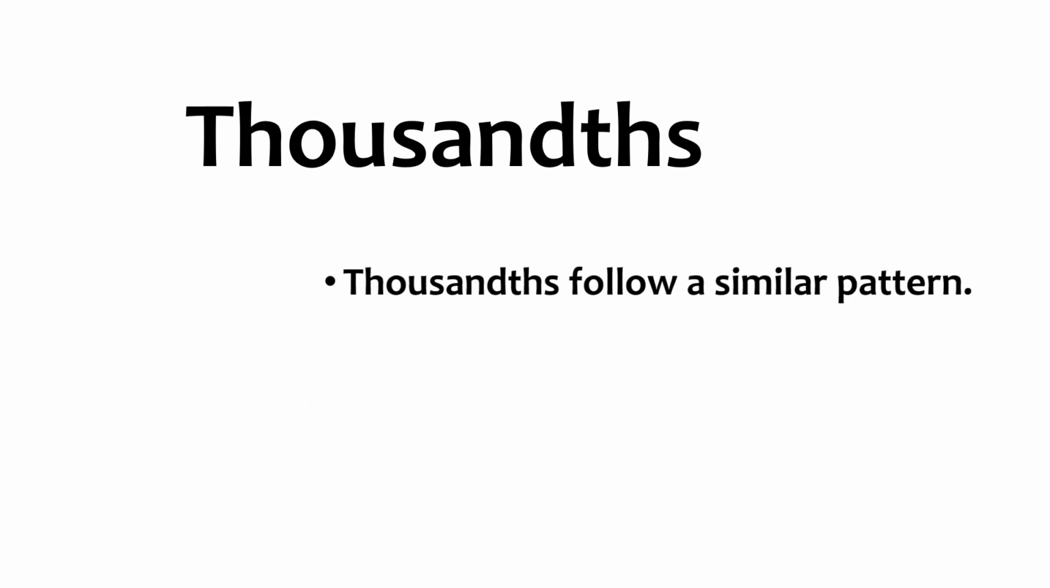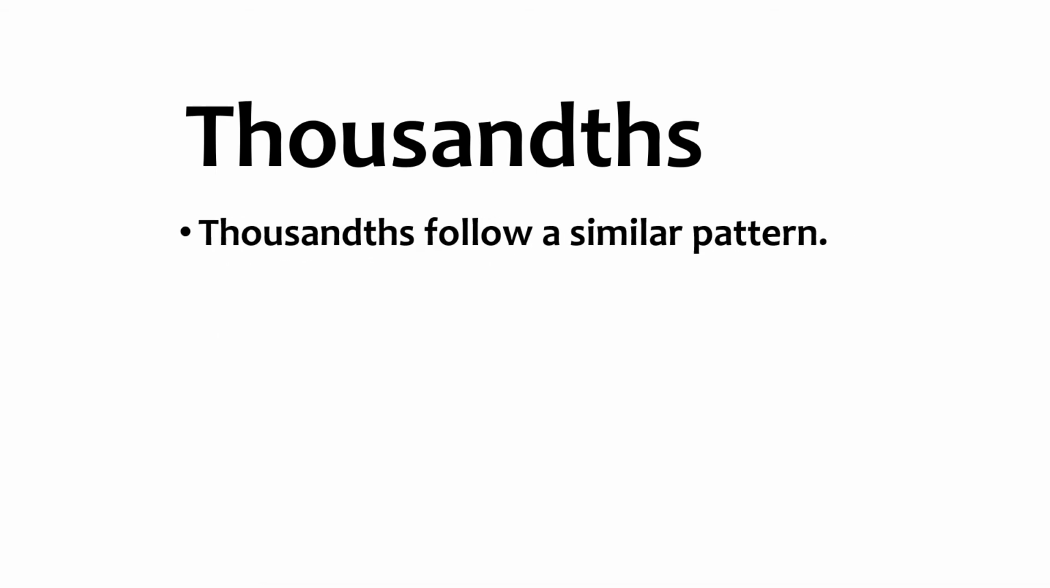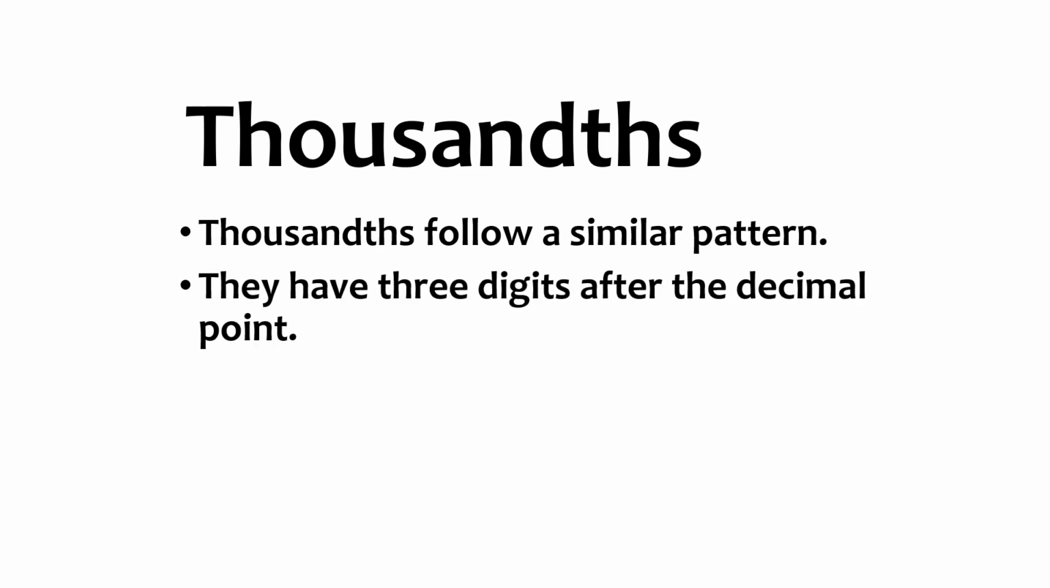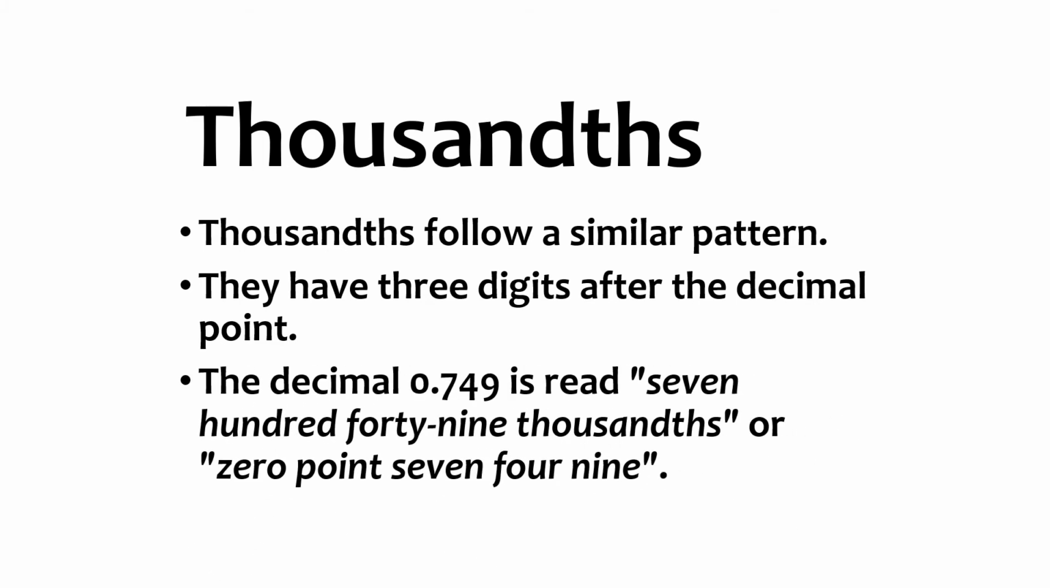Now let's know more information about thousandths. Thousandths follow the similar pattern, okay? The same pattern. That means the thousandths have 3 digits after the decimal point. And if I wanted to read this number, it will be 749 thousandths, or 0.749. Okay.